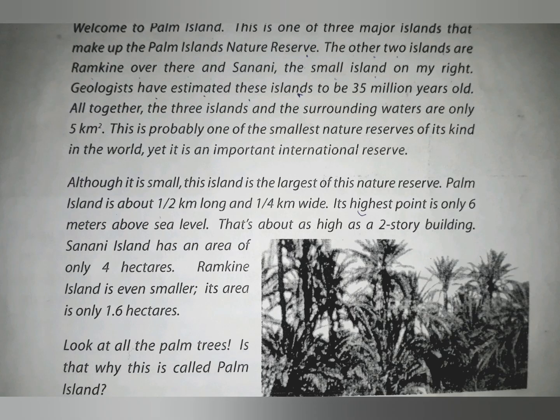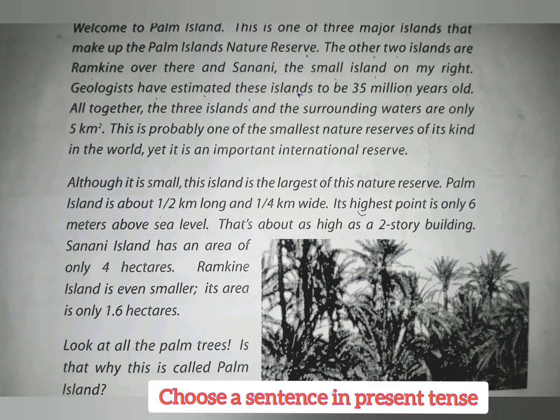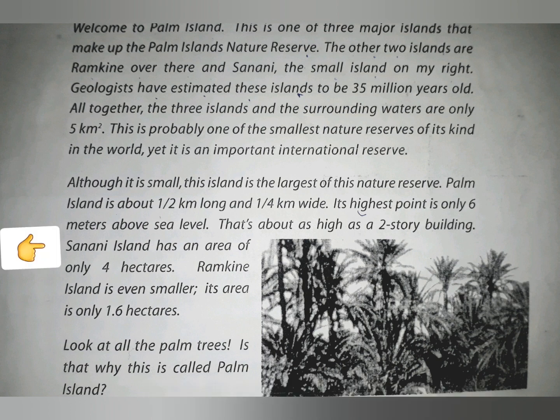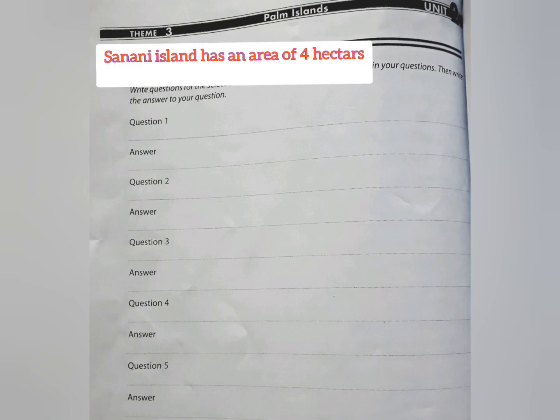I'll choose a sentence from here, then make a question about it. I have to choose a sentence in present. Look at this sentence. Sanani Island has an area of only 4 hectares. Let me take this sentence and make a question about it. Sanani Island has an area of 4 hectares. Here the verb is has and it is in present.